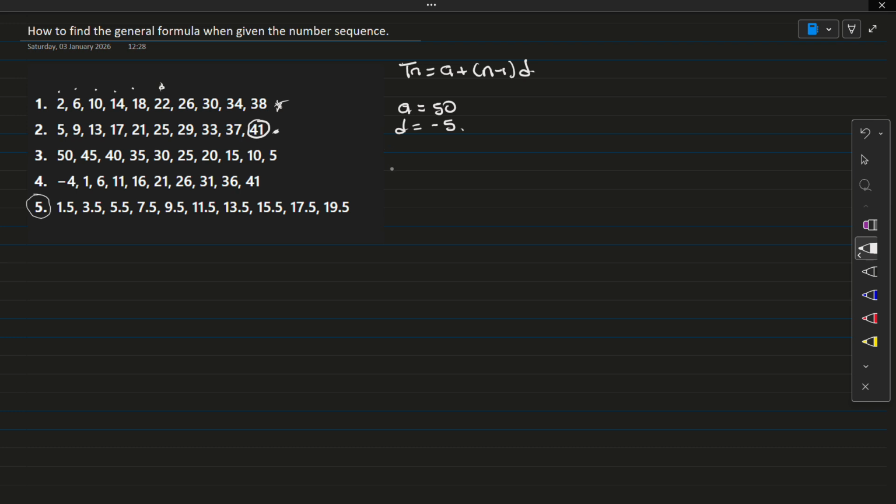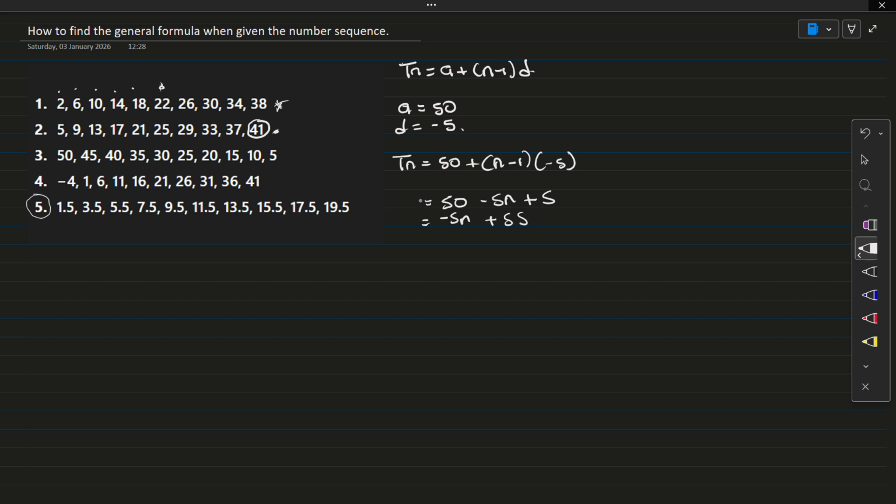Then we're going to write the general equation. Tn is equal to, what is your a? Your a is 50 plus, what is your n? You just leave it as n minus 1. Then your difference, do you put it with a negative sign? Yes. You have to also include the negative sign. Then you're going to have 50 minus 5n. Negative 1 multiplied by negative 5 is going to be 5. Then you're going to have negative 5n plus 55.